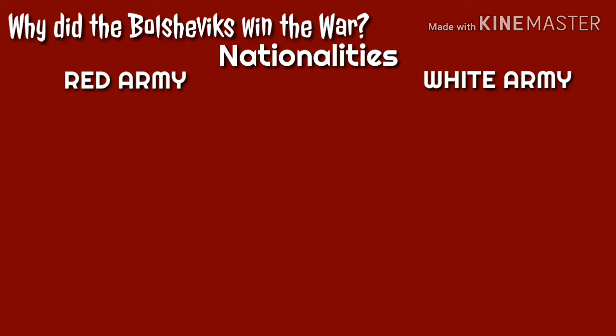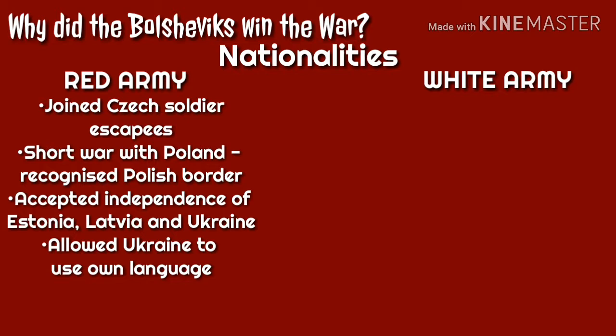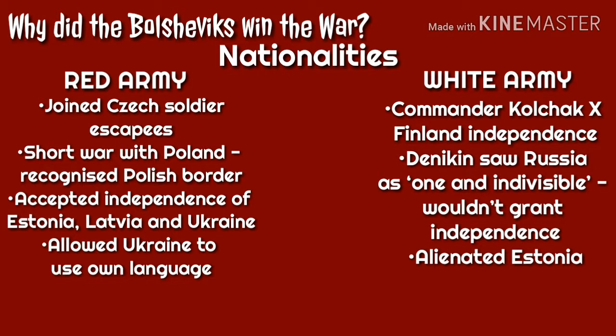Nationalities. The Red Army joined Czechoslovakian soldiers who wanted to escape. They fought a short war with Poland, but eventually recognized the Polish border. They also accepted the independence of Estonia, Latvia and Ukraine, also allowing the Ukrainians to use their own language. However, the White Army's commander Kolchak refused Finland independence, as Denikin saw Russia as one and indivisible, and therefore wouldn't grant it. They also alienated Estonia.